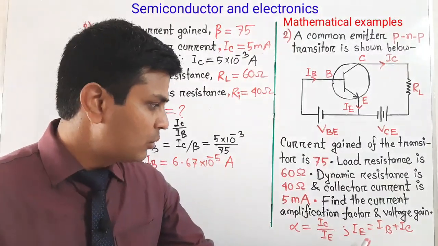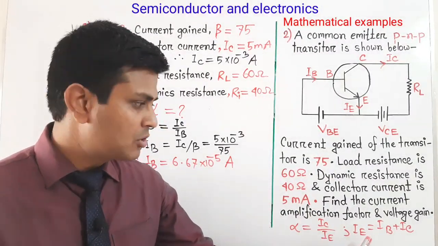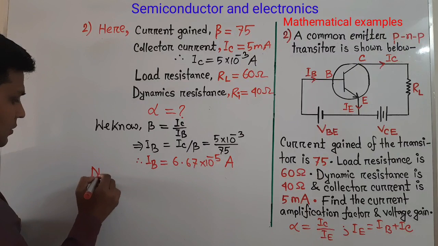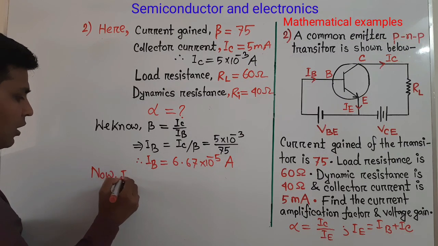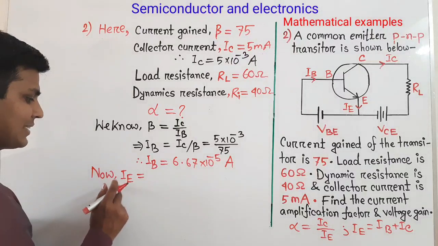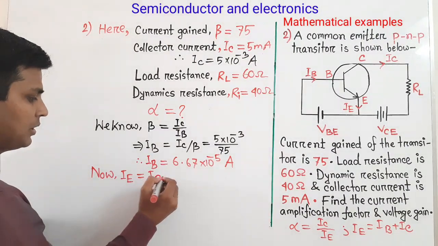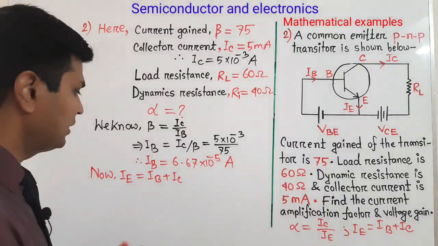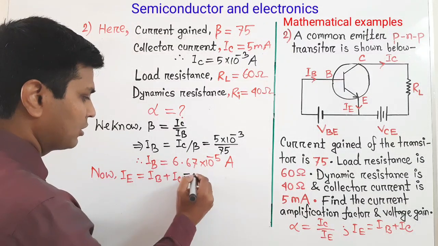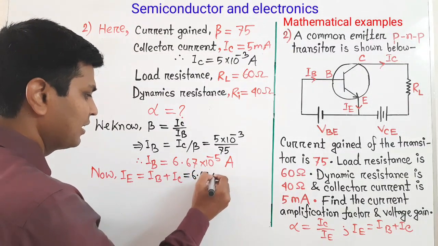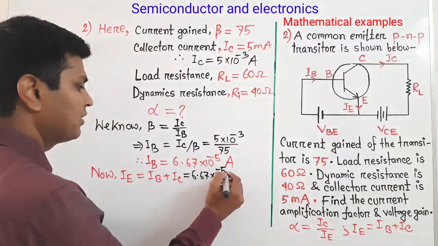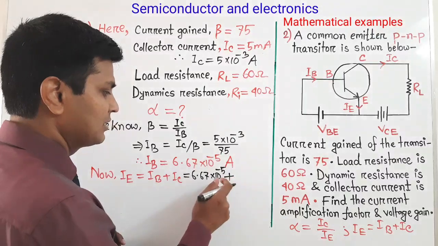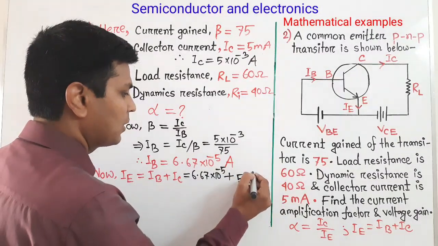So my dear students, now if you put the value of IB, that means base current, in this equation, then you can calculate the emitter current. So we will apply this formula. Now we know the formula of emitter current is IE equals IB plus IC. Here IB is the base current, and we already calculated the base current, whose value is 6.67 into 10 to the power minus 5, plus your IC, the value of IC, that is 5 into 10 to the power minus 3.